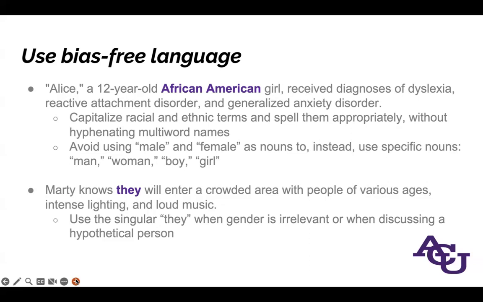disorder. In this example, bias-free language appears because we have capitalized a racial and ethnic term, African American, and spelled it appropriately. In this case, APA requires no hyphens in ethnic and racial terms that include two words. So the lack of a hyphen in African American concurs with APA style.